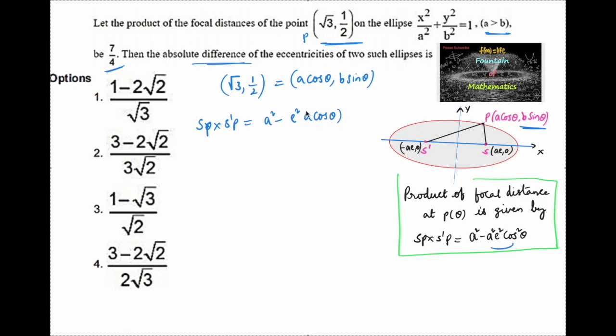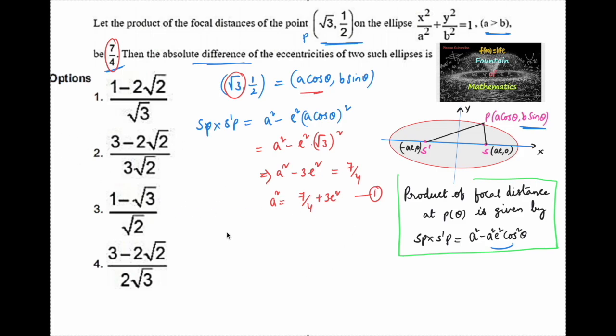That is (a cos theta) whole square. A cos theta we can write as root 3. So here, a square minus e square into root 3 whole square, so we got a square minus 3e square, and the product is given as 7 by 4. So we can write a square is equal to 7 by 4 plus 3 times e square. Let us make this equation 1.